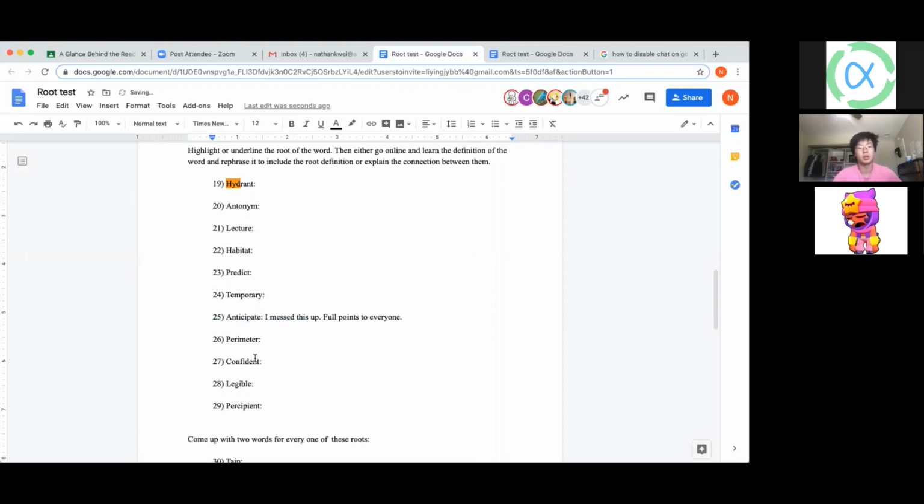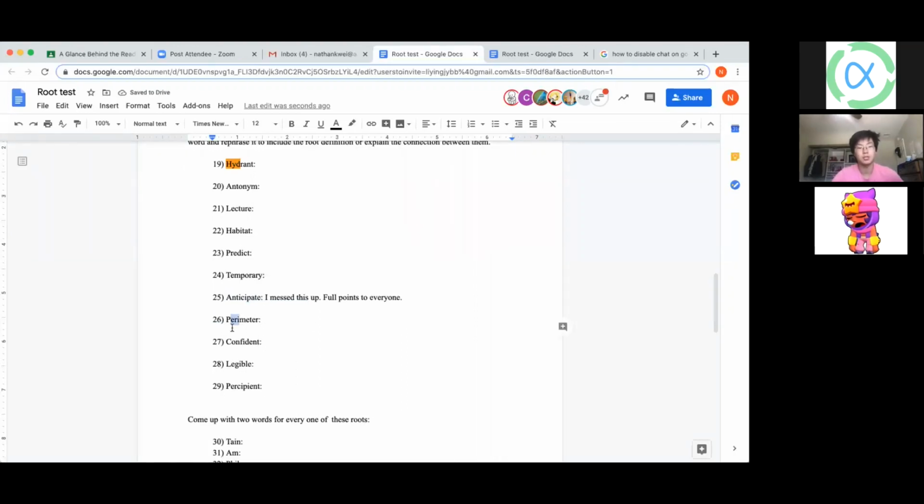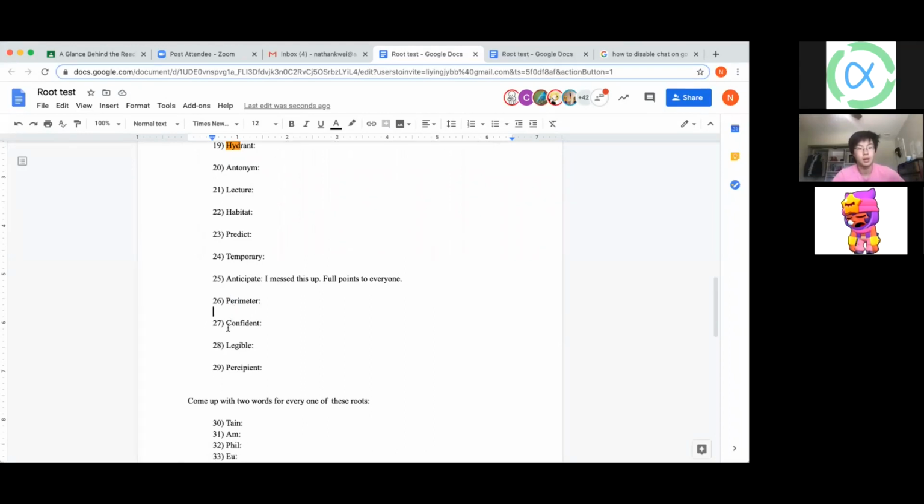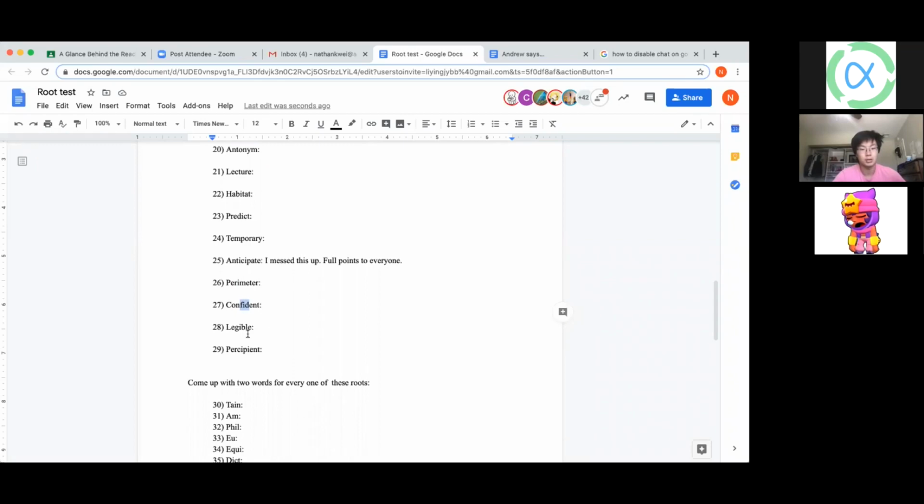So perimeter. Peri means around. So perimeter is the length around everything. Confident. So fid right here, that's the actual root. And so fid also means to believe. And so being confident means that you believe in your own abilities. Legible. So ledge again. Ledge is to talk, or it's related to words. So legible is how clear your handwriting is, if it's readable, pretty much.